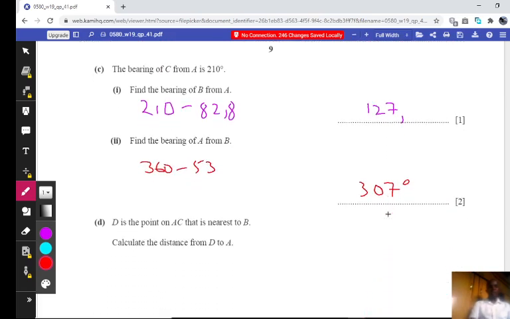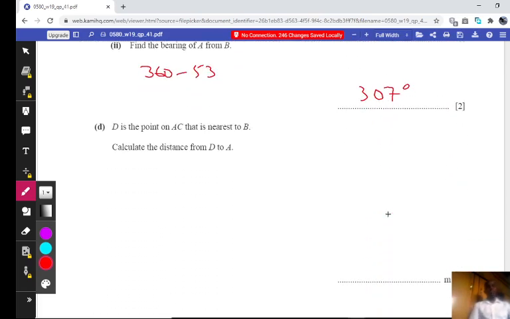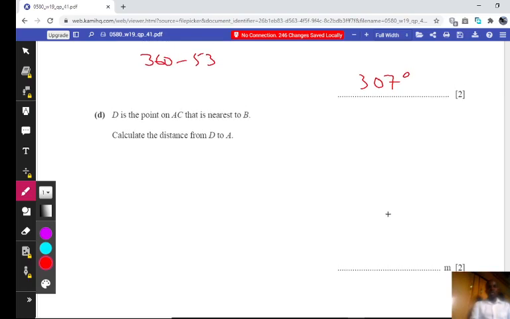Next part. And D is the point on AC that is nearest to B, calculate the distance from D to A. D is a point on AC that is nearest to B. Want the distance from D to A.